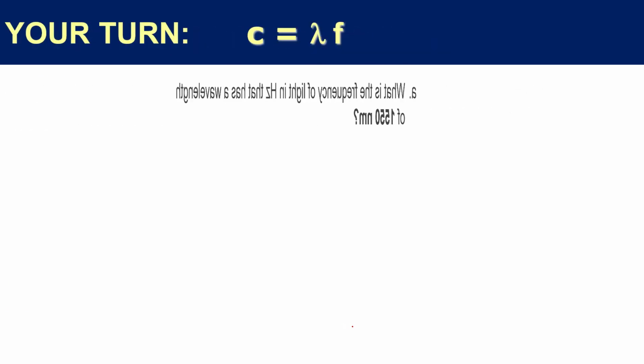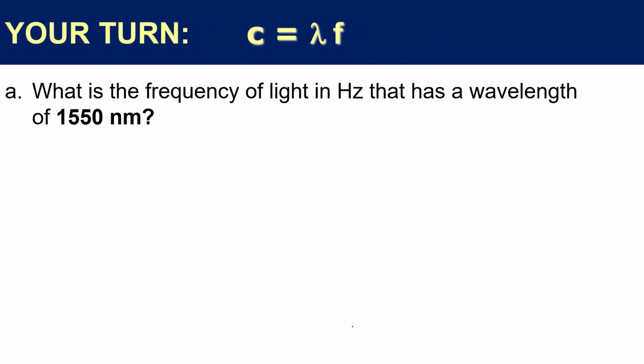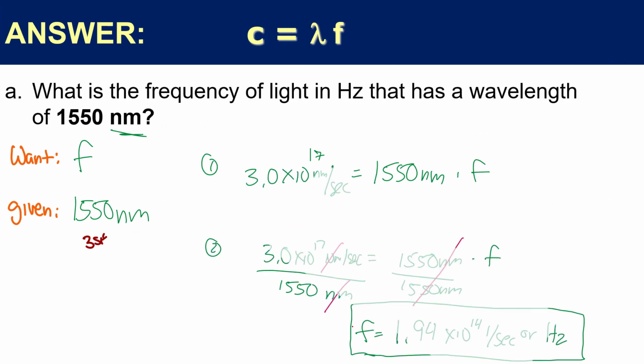So now it is your turn. Pause the video now, set up the problem, and solve for the frequency of light with a wavelength of 1550 nanometers. Unpause the video when you have an answer. All right, if you did this one correctly, you should have gotten 1.94 times 10 to the 14 cycles per second, or hertz, to 3 significant figures because 1550 has 3 sig figs.